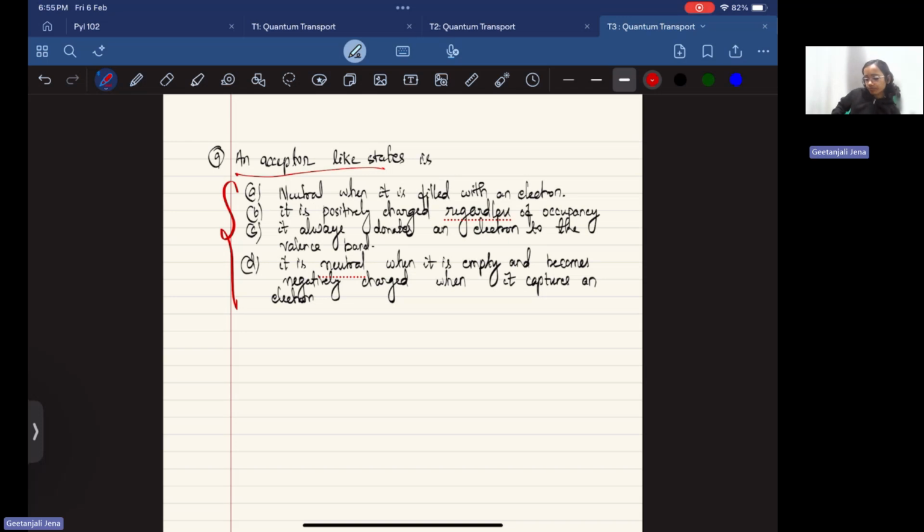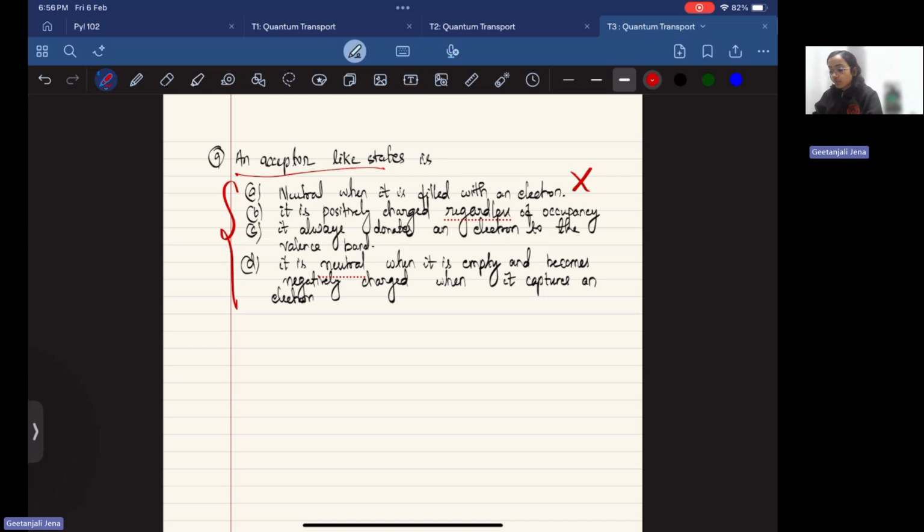So, if you recall, acceptor-like states are those states which lie close to the valence band and accept electrons and become negatively charged. So if you look at option A, these are neutral when filled with an electron, which is not possible because it accepts the electron. That means initially it was neutral, and when it accepts the charge carrier, it becomes negatively charged.